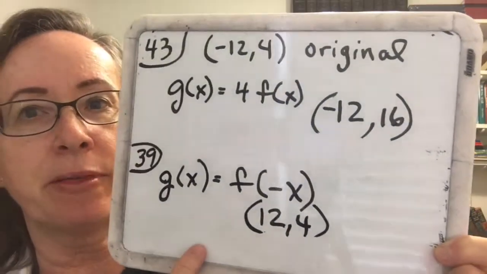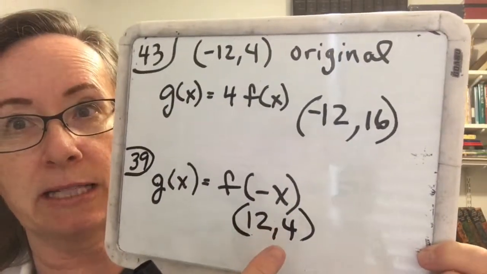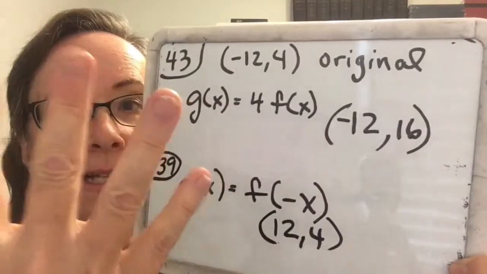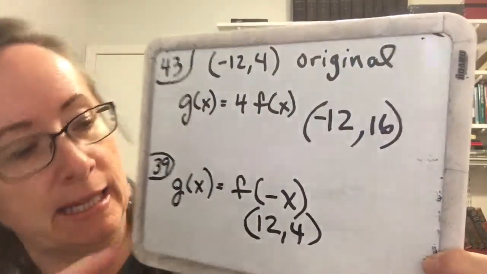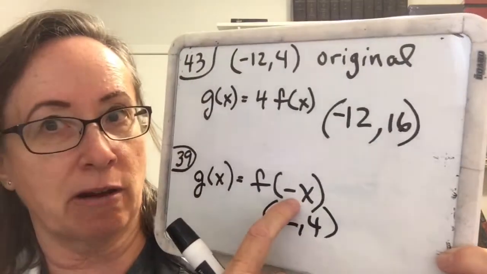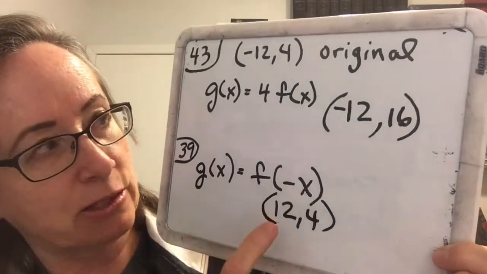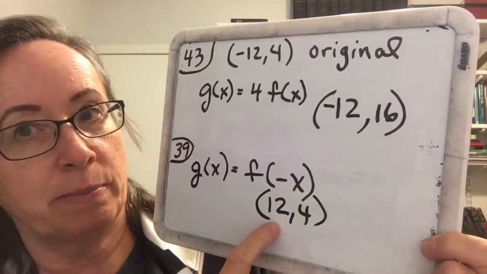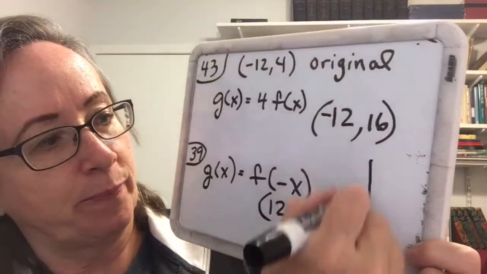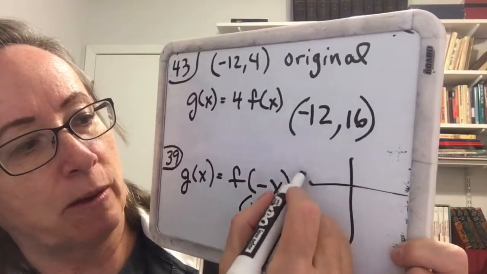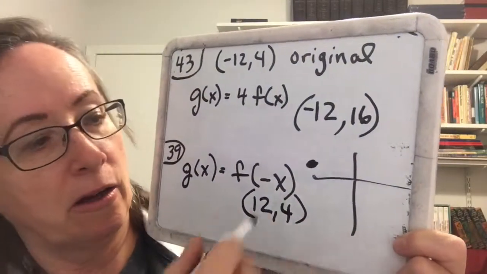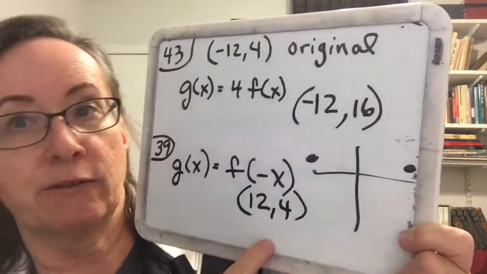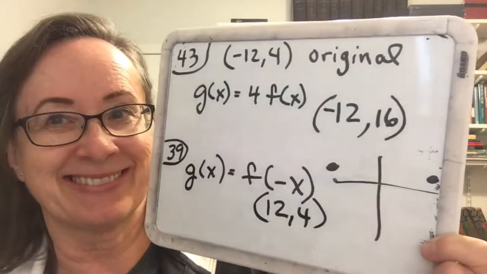And then down here on number 39, we have f of -x. We know that since that's happening inside the function, it's going to flip it left to right, and that's going to be a reflection across the y-axis, and that's going to change the x value of the point. So I'm going from here, -12, 4, all the way over here to +12, 4. So +12, 4 would have been the answer.